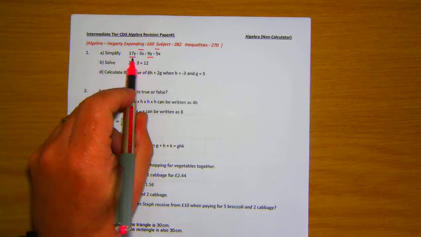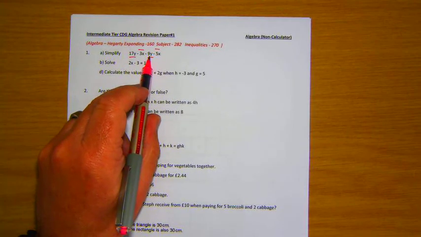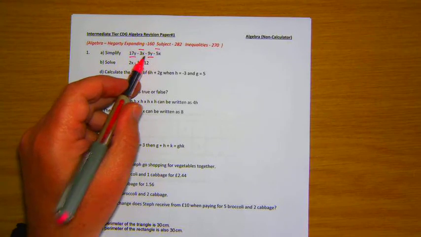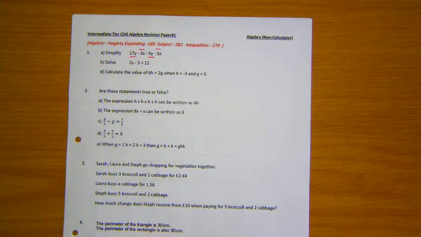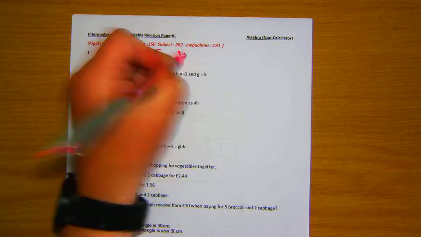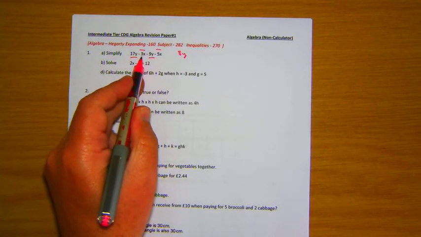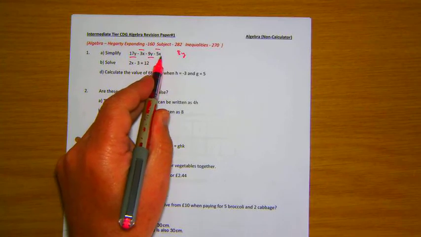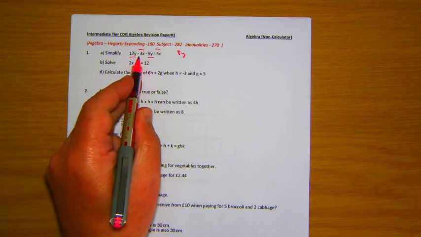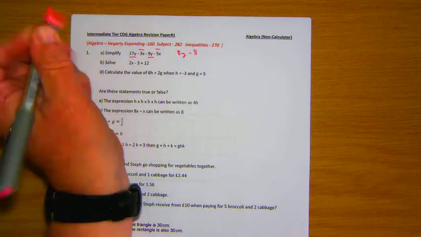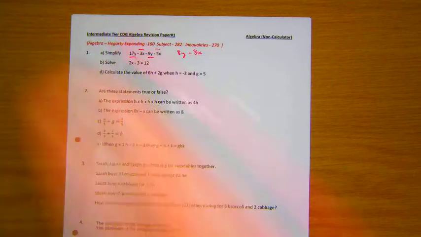So I've got 17y, take away 9y. So on the number line, I'm starting at 17 and I'm subtracting 9. So I'm going to end up at 8y. And then with the x's, I'm starting at minus 3 and I'm going down another 5. So I'm starting at minus 3, taking off 5. I'm going to end up at negative 8, minus 8x.